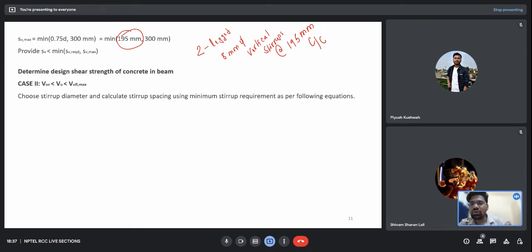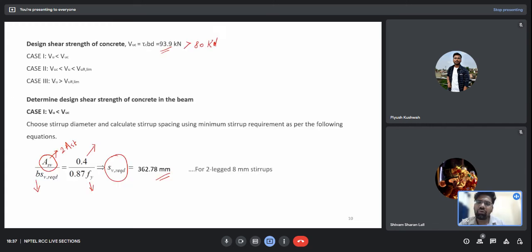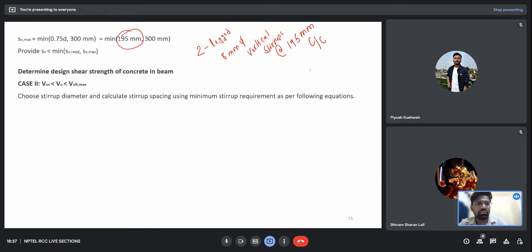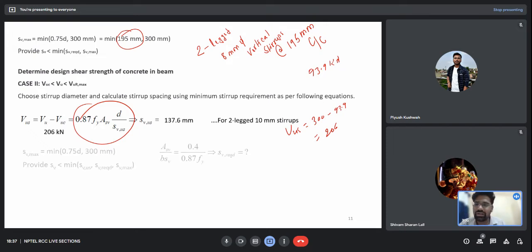Now the next case is Vu. What was the value of Vu? I don't remember. Okay, 300 kilonewton. And what my beam can resist is 93.9 kilonewton. So I need to design the shear reinforcement for a value of 300 minus 93.9, which is 206 kilonewton. I will find the spacing using this formula, the derivation of which I have already shown you. The spacing is coming out to be 137.6 mm for two-legged vertical stirrups of 10 mm diameter.